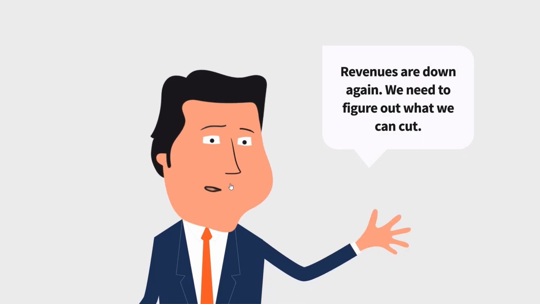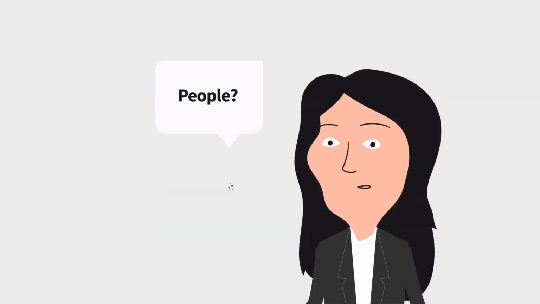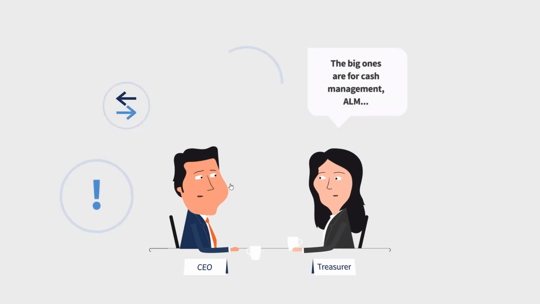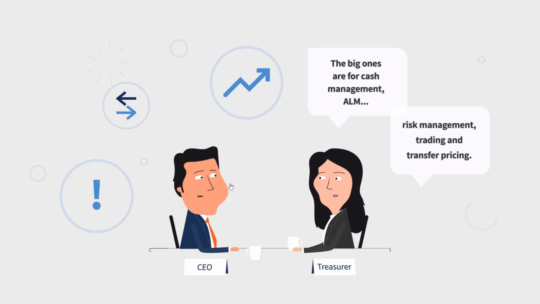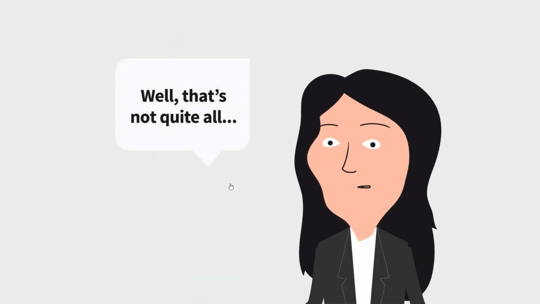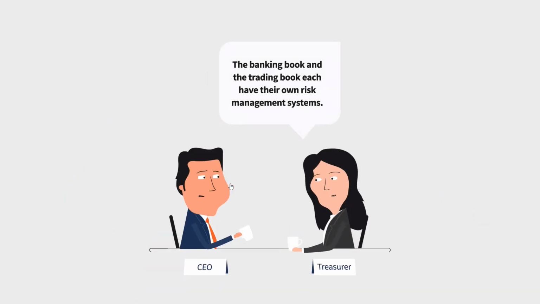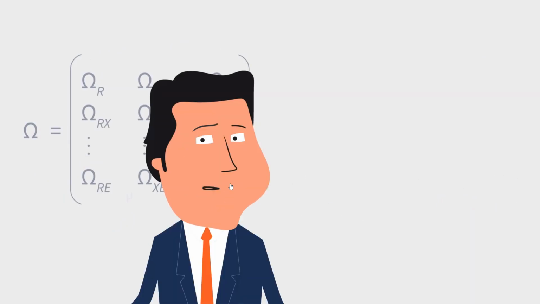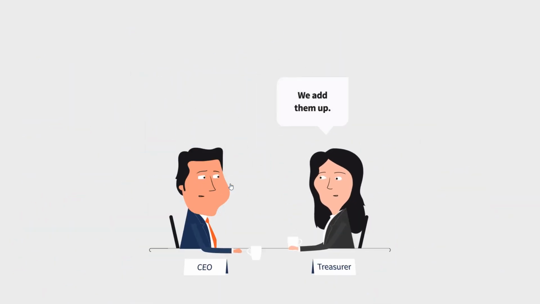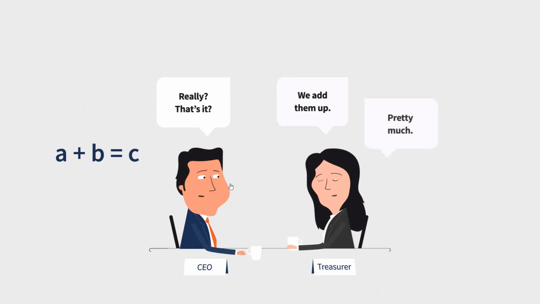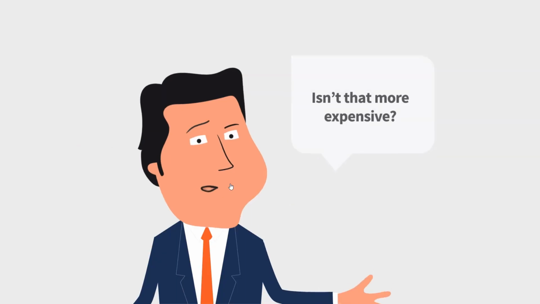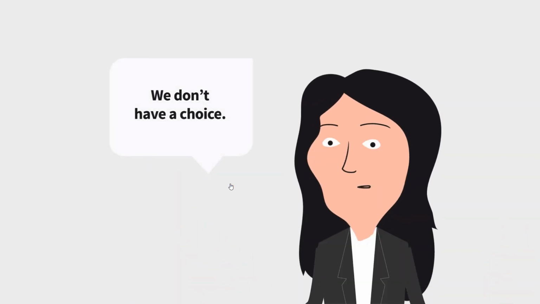Revenues are down again. We need to figure out what we can cut. People? Systems, preferably. Remind me what we have in Treasury. The big ones are for cash management, ALM, risk management, trading, and transfer pricing. That's not too bad. Well, that's not quite all. The banking book and the trading book each have their own risk management systems. So how do we measure the total risk of the bank? We add them up. Really? That's it? Pretty much. Does that mean we hedge each book separately? Yes. Isn't that more expensive? We don't have a choice.